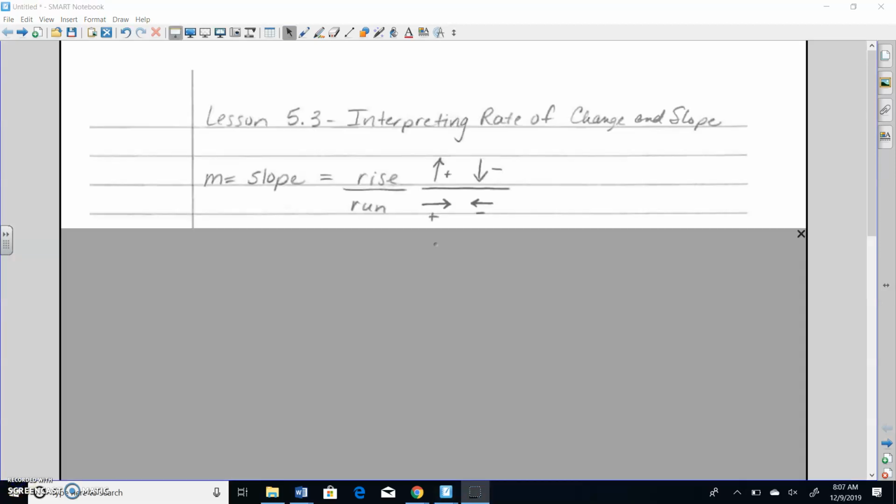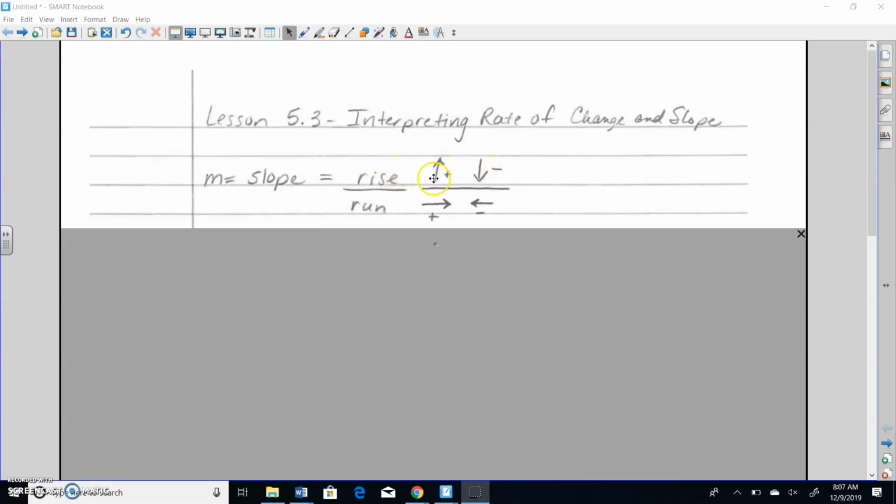Okay, so this lesson goes a little bit deeper into understanding slope, rate of change in slope. We have worked with slope in graphing lines, and we've identified m as the symbol that represents slope, and we've talked a little bit about rise over run. So rise is the up or down movement from one point to another, and then run is a left or right movement.